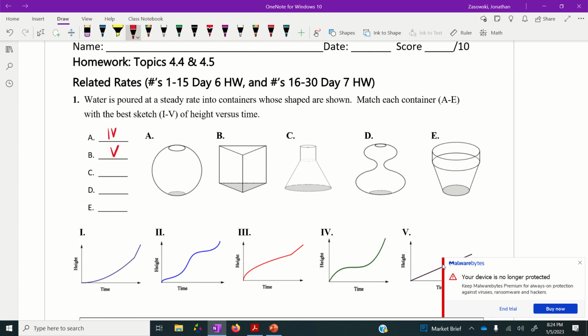Notice it takes a little while to fill up at first, but then the height's going to pick up quicker since it's slanting inward. So that should be choice number 1.